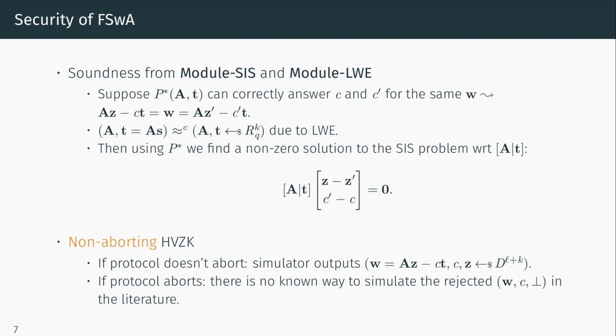Also, zero knowledge can be proven. But here we have to be a bit careful, because the zero knowledge is only proven for non-aborting cases. For non-aborting cases, you can do the standard simulation. However, if the protocol aborts, at least in the literature, there is no known way to simulate the rejected transcript. So this is going to be a subtle issue when we construct the distributed signing.